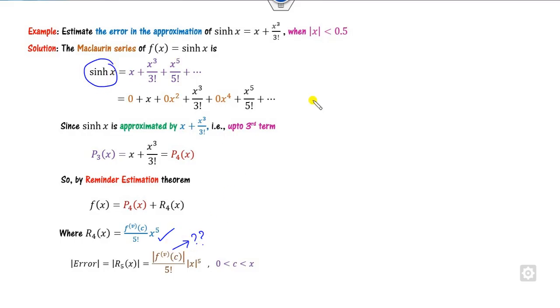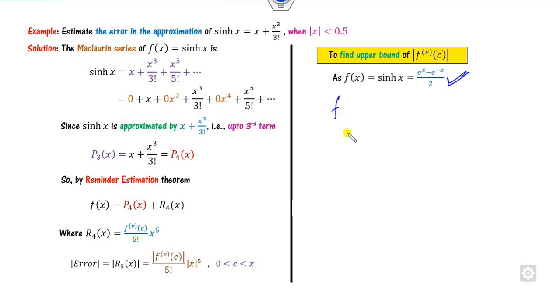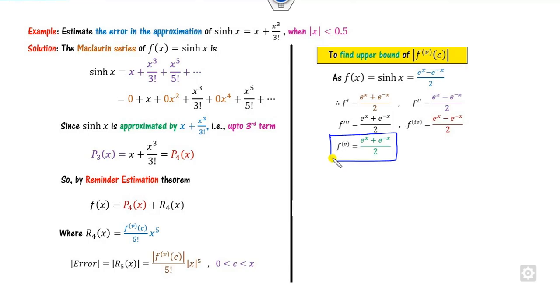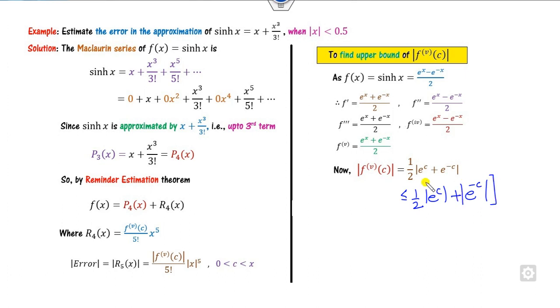Sine hyperbolic is written as this. Take the fifth derivative. You will get this number. Take the modulus value now here. Your target is to find the value of e^c plus e^(-c). Now how can you find the value of e raised to power c? What is the value of c? 0 less than c less than x. Again, exponential is an increasing function, so I can write this number here. So e^c is less than e^x, and x is less than 0.5, so it is written as this number, which is approximately 1.65.